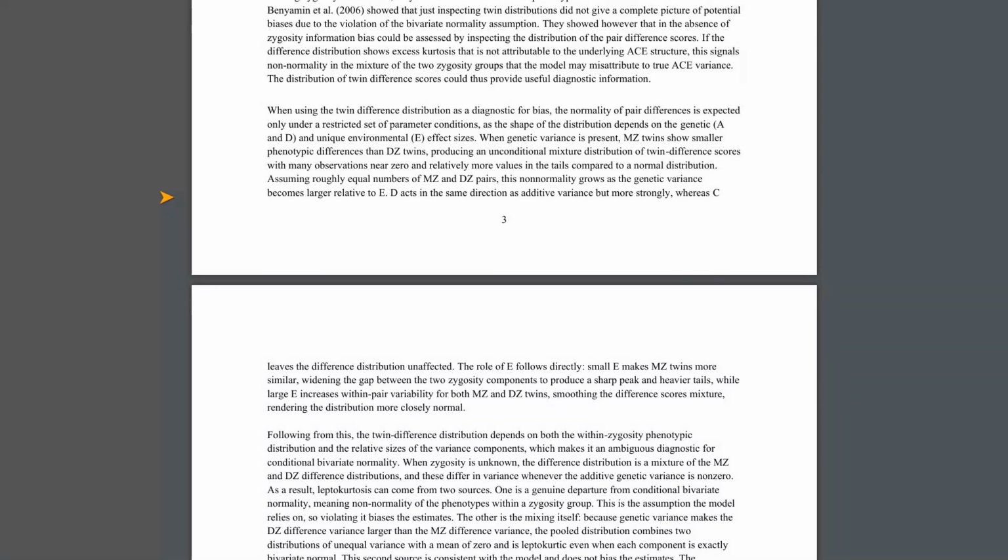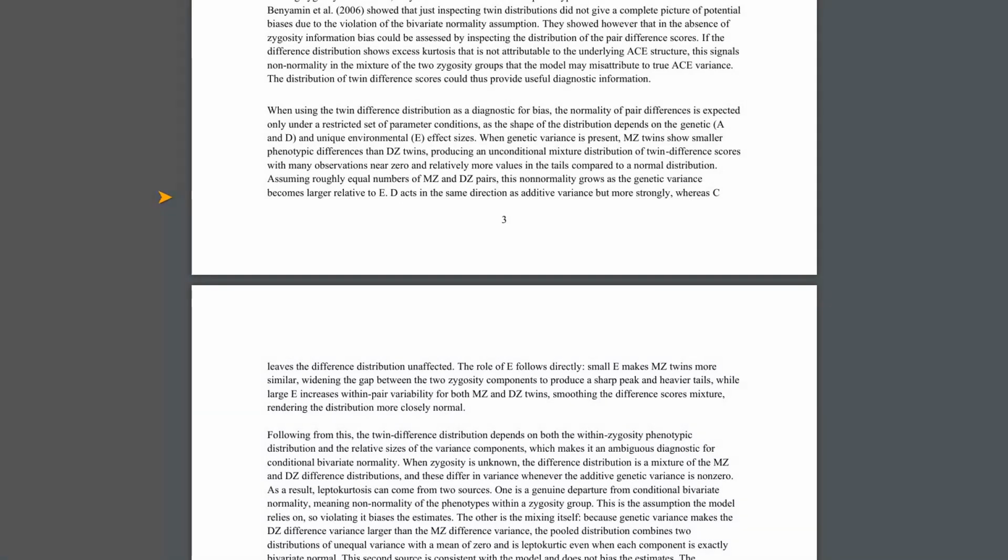The model gave seriously wrong answers about how much was genes and how much was environment. Remember that trick of transforming the scores to make them look more normal? It turned out that didn't really help much. It didn't make the model's wrong answers any better. So that potential fix wasn't a magic bullet.